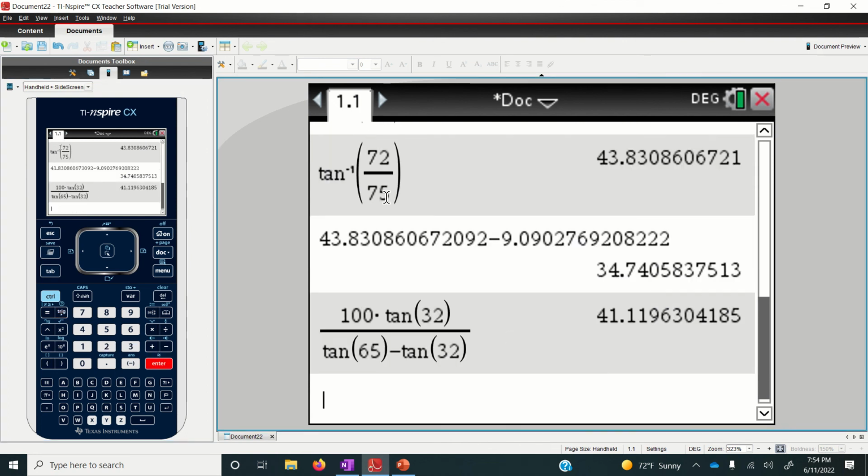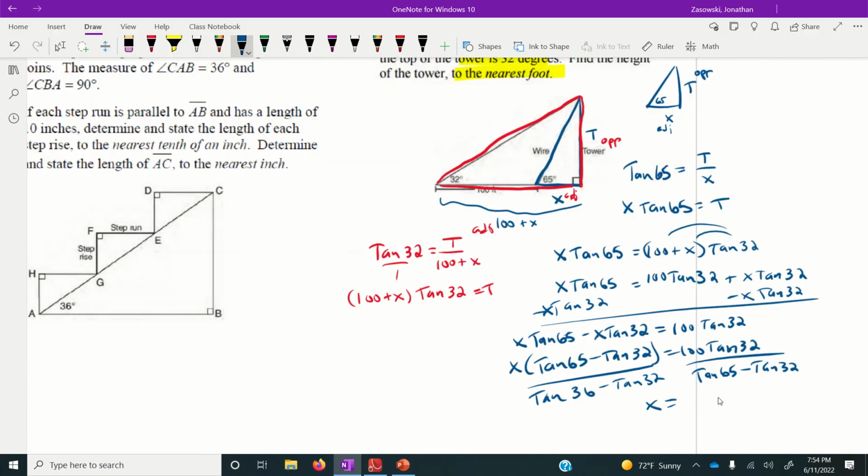And we get that decimal right there. So 41.1196. Okay, so that's the value of x. So when we want to figure out the tower, remember we have this expression right here, and we cross multiplied.